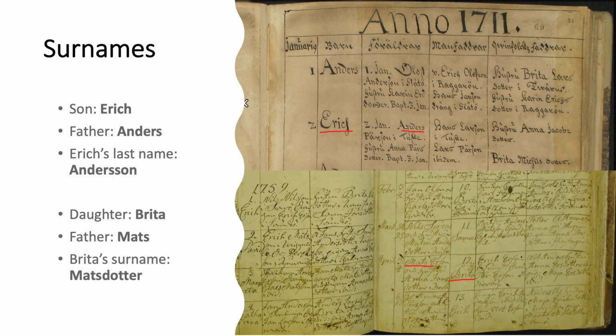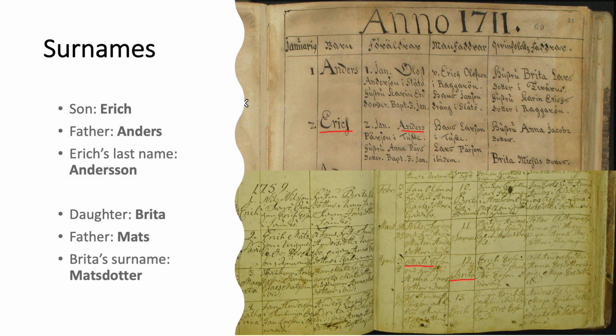Most children in church records have no surname until they are about 15 years of age. Like their parents, the children's surname will generally be patronymic. Patronymic means that their last name is created from the first name of the child's father. For example, look at the 1711 record. The second child's name is Eric. His father's given name is Anders. Eric is the son of Anders, so he would be called Eric Anders' son.